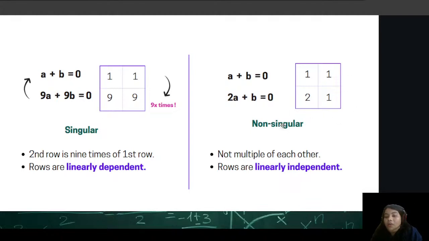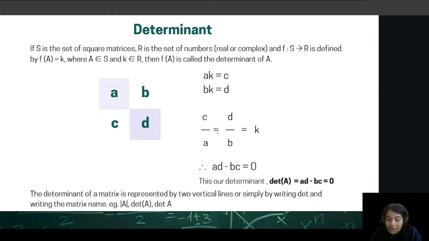But in the case of a non-singular system, if we multiply the primary diagonal, 1 into 1, then minus 2, the answer would be minus 1. So it is giving a non-zero value, and we can understand that the matrix we are dealing with is non-singular. So it gives us a very shortcut way to understand whether the system is singular or non-singular, and it also helps us deduce whether there is linear dependence or independence between them.